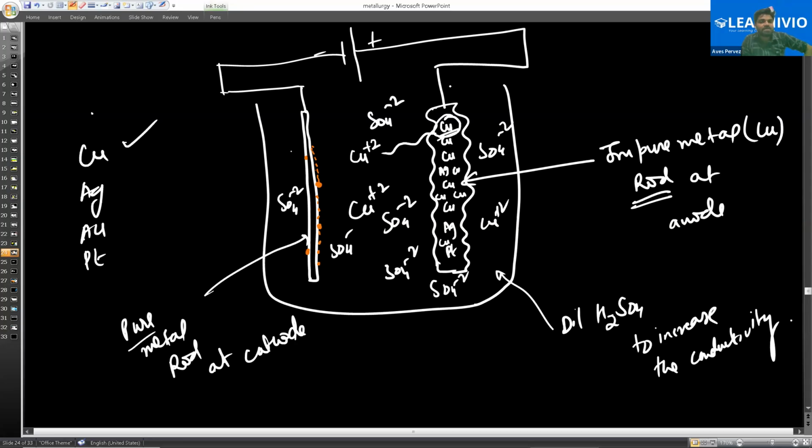And these two electrons that are loosened by it will go into the wire, through the battery, and reach the cathode. And then this cathode will give the electron to this copper ion, and then again it will get converted into solid.